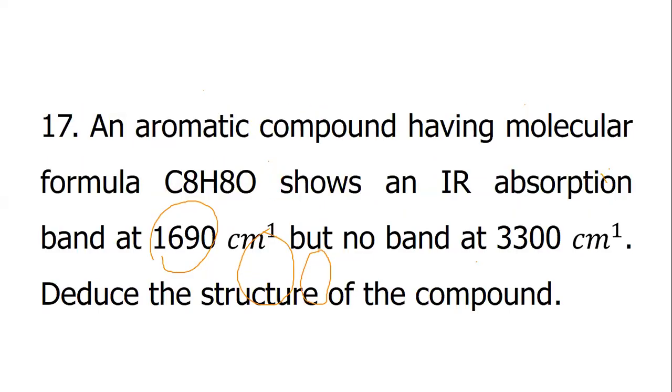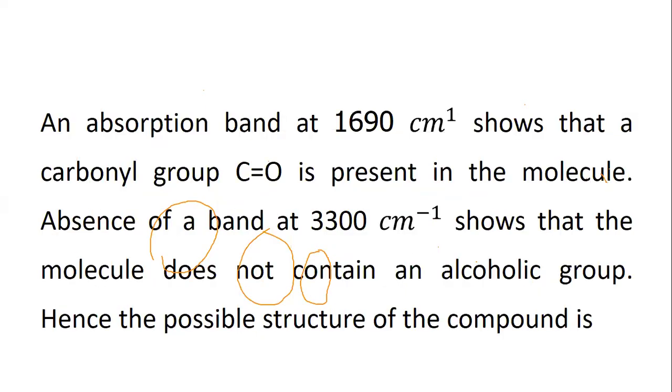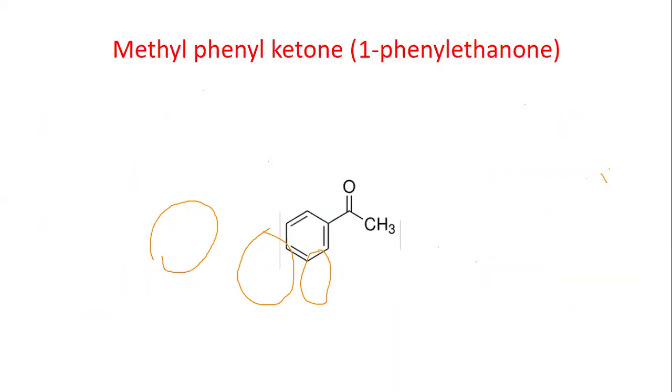Question number 17. An aromatic compound having the molecular formula C8H8O shows an IR absorption band at 1690 per cm, but no band at 3300 per cm. Deduce the structure of the compound. An absorption band at 1690 per cm shows that a carbonyl group C=O is present in the molecule. Absence of a band at 3300 per cm shows that the molecule does not contain an alcoholic group. Hence, the possible structure of the compound is methyl phenyl ketone.